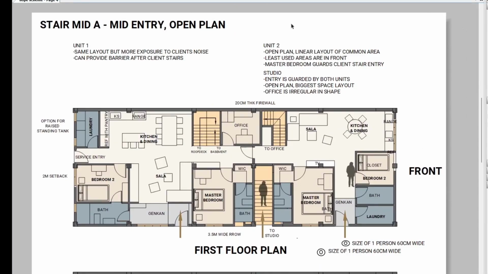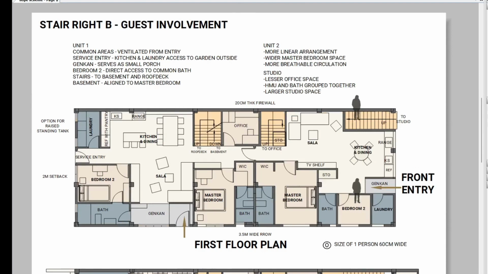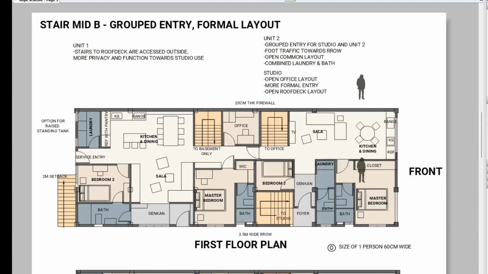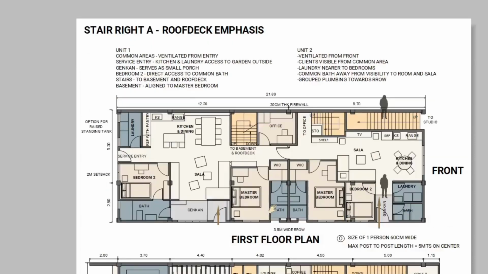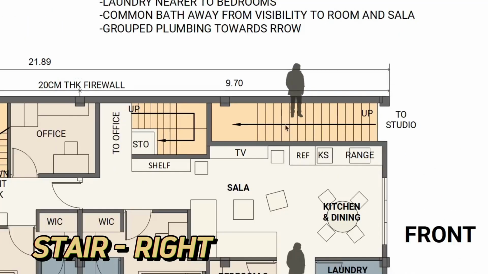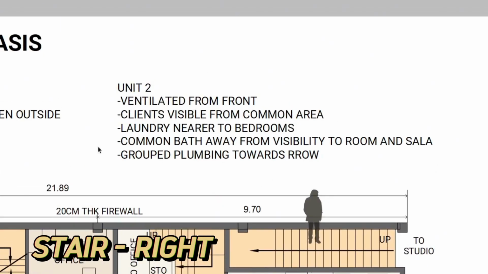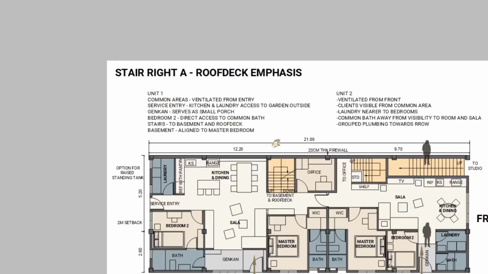So we actually have basic two letter options, A and B. Stair right A, stair right B, stair mid A, and stair mid B. In that case, we have to present option A, where the stair is on the right side, with emphasis for the clients going to the roof deck studio. We put here some benefits as well between Unit 1 and 2.